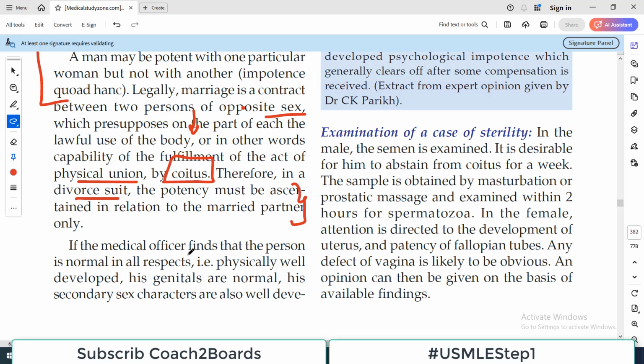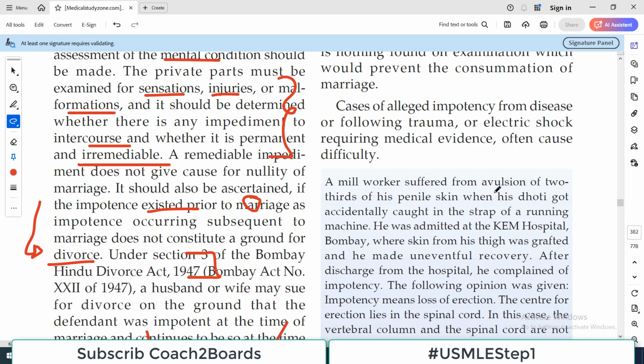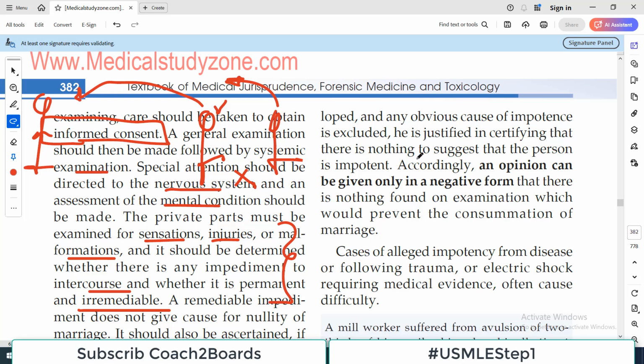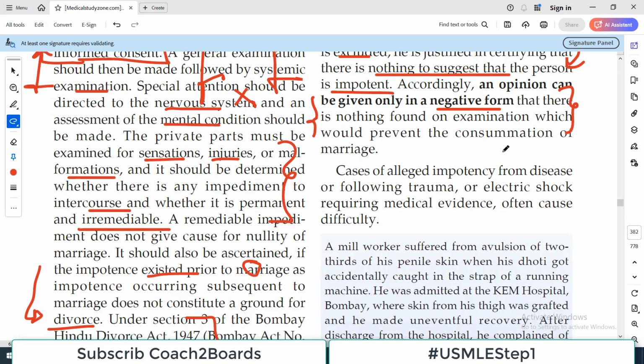If the medical officer finds that the person is normal in all respects, physical examination of the genitals is normal, secondary sexual characters are well developed, testicles are present, the penis is properly developed, and any obvious cause of impotence is excluded, he is justified in certifying that there is nothing to suggest that the person is impotent, right? Accordingly, an opinion can be given only in a negative form, that there is nothing found on the examination. Maybe there is something but it was not found in the examination. This is to save the medico-legal officer.